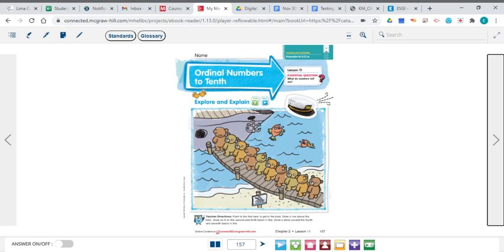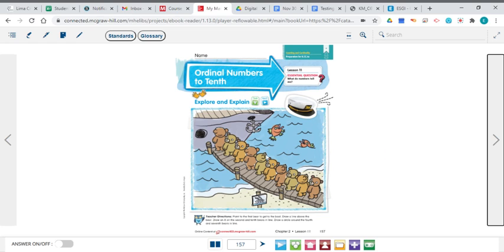All right, guys, let's get out page 157 to page 160 in your workbook, and we'll go through this lesson together. Yesterday, we talked about ordinal numbers all the way to the 5th spot. Today, we're going to talk about ordinal numbers all the way to the 10th spot.